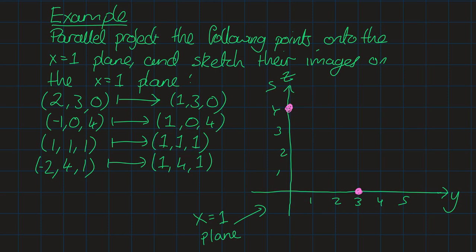This one is going to be 1, 1. And finally, this one's going to be 4, 1. So that's 1, 2, 3, 4, 1. Right there. Okay, so this is the plotted image of these 4 points on the x equals 1 plane.